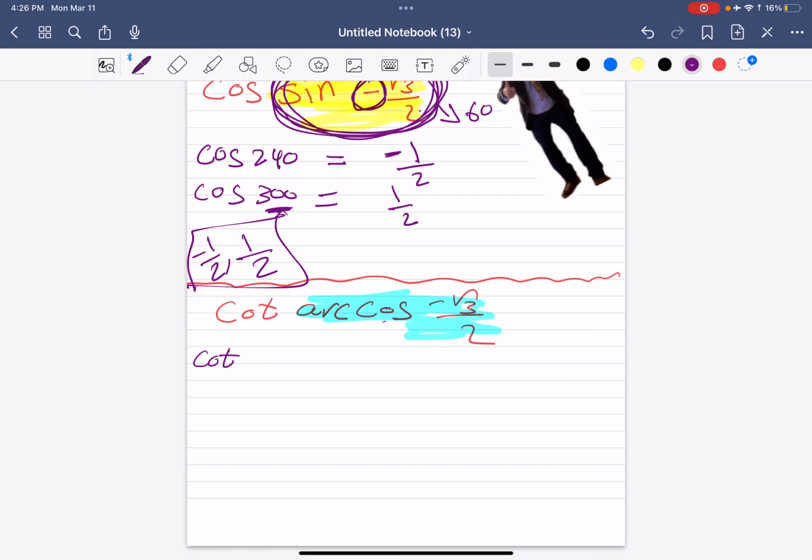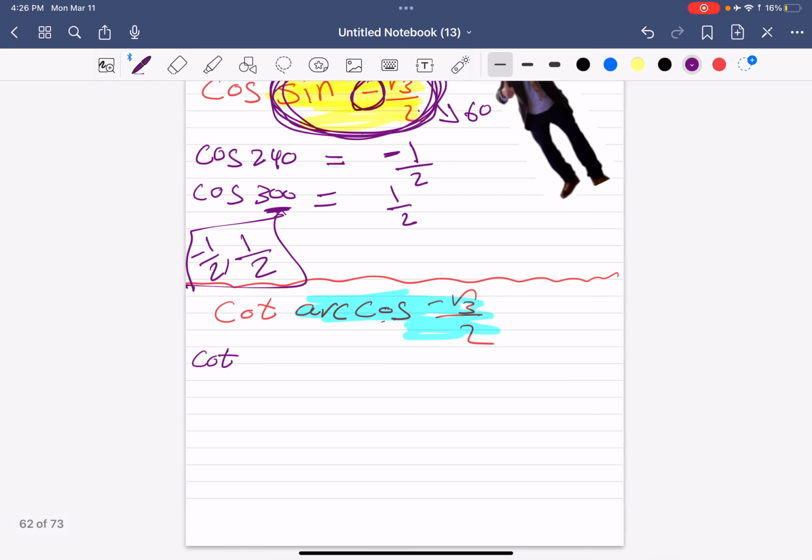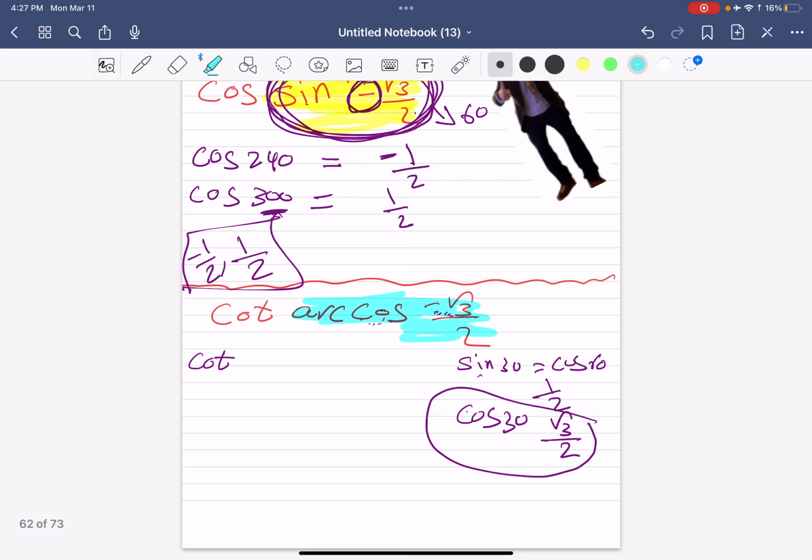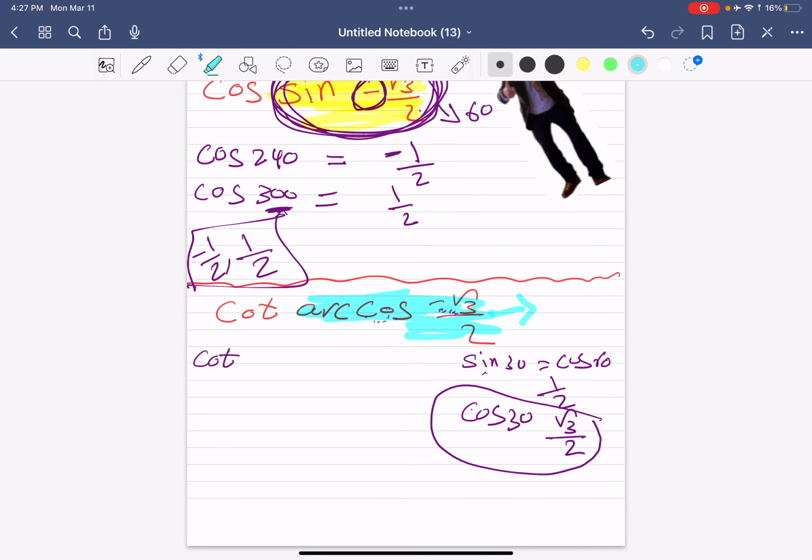Well, remember, sine, let me get the pencil. Sine 30 equals cosine 60, which is equal to half. I'm saying cosine that has to be what? Sine 30 is half, so that means cosine 30 is radical 3 over 2. So this angle here has to do with cosine 30. So it has to do with angle 30.